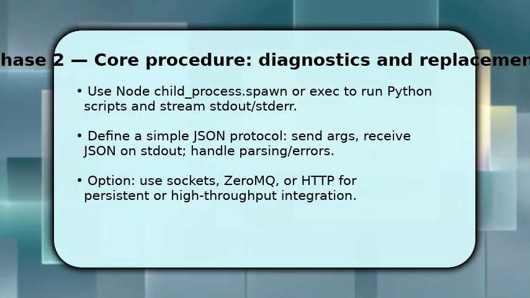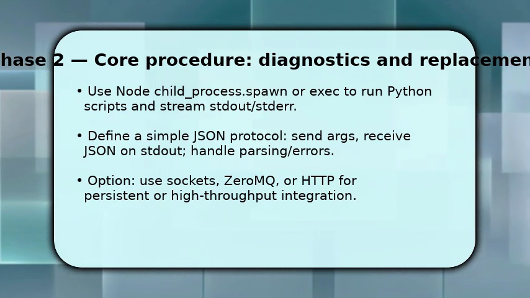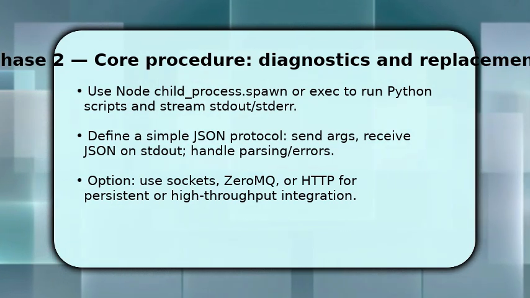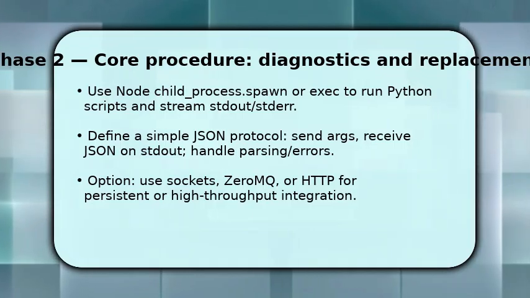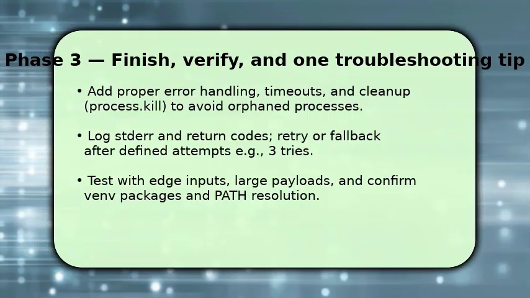For ongoing or high-throughput needs, consider switching to a socket, ZeroMQ, or a small HTTP microservice in Python for clearer lifecycle control. Finish by wiring error handling, timeouts, and graceful shutdown.